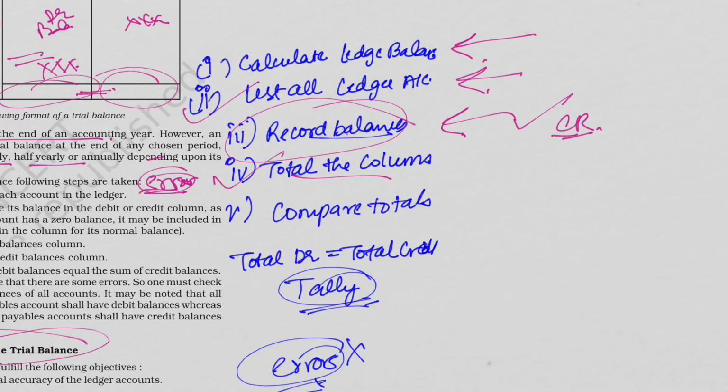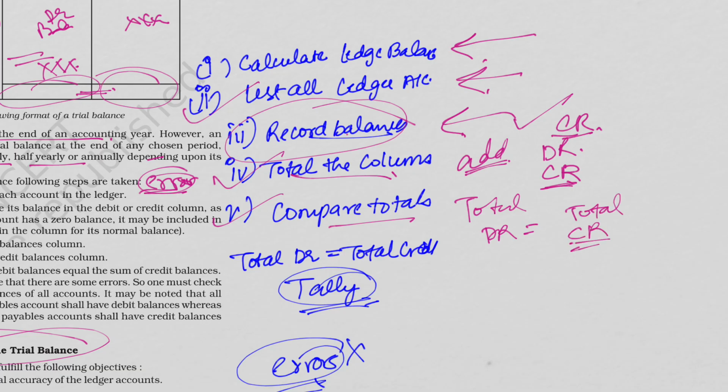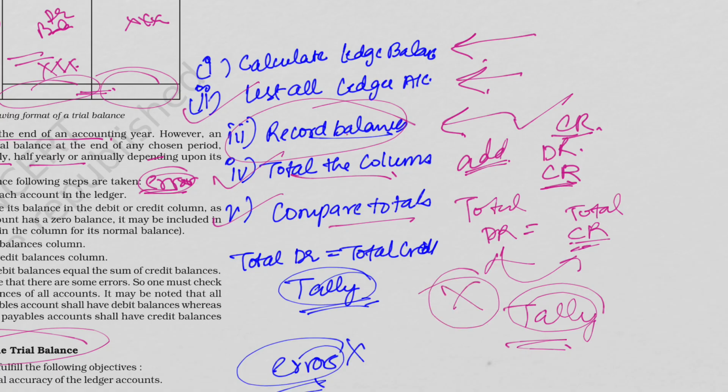Fourth step is to total the columns. You have to add all the amounts in the debit column and the credit column. Fifth, you have to compare the totals. Finally, check whether the total of debit is equal to the total of credit. If the totals match, then the trial balance is said to tally. If the totals do not match, then it means that some errors exist in the accounting records.